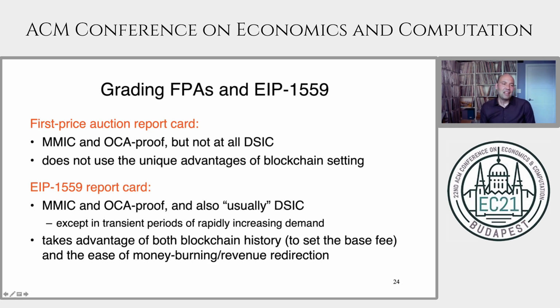So I wouldn't give 1559 an A+ on the report card, but I would give it an A. Okay, so like first price auctions, it's always MMIC. Miners are motivated to follow the allocation rule that's intended. Like first price auctions, it's always OCA proof. So there's never a way that off-chain collusion can improve a miner and users. And it's also, in some sense, usually DSIC, right? So one would expect it to be DSIC 95 to 99% of the time.